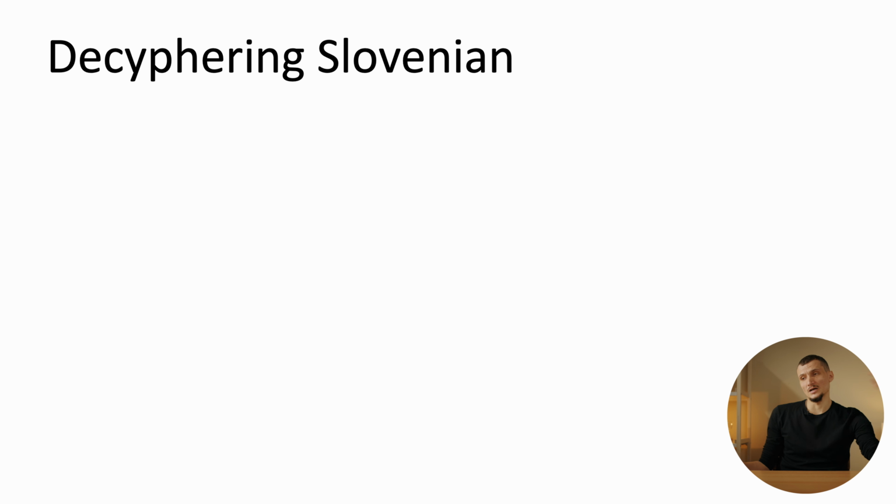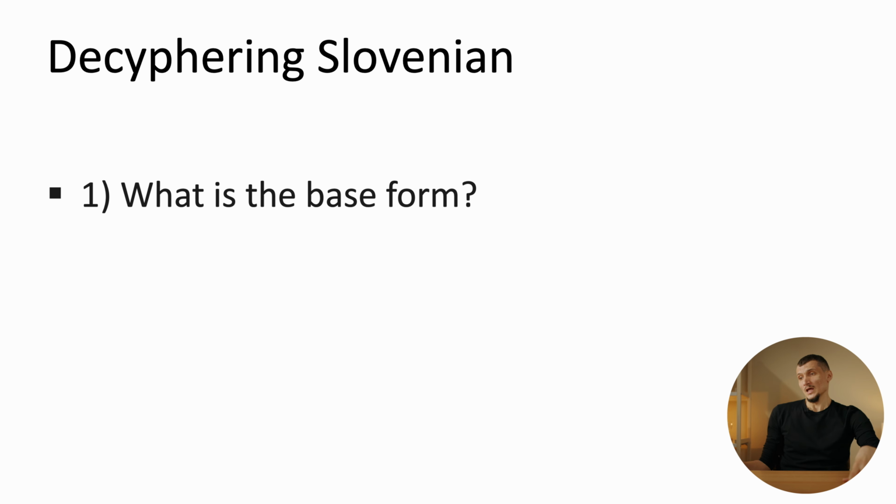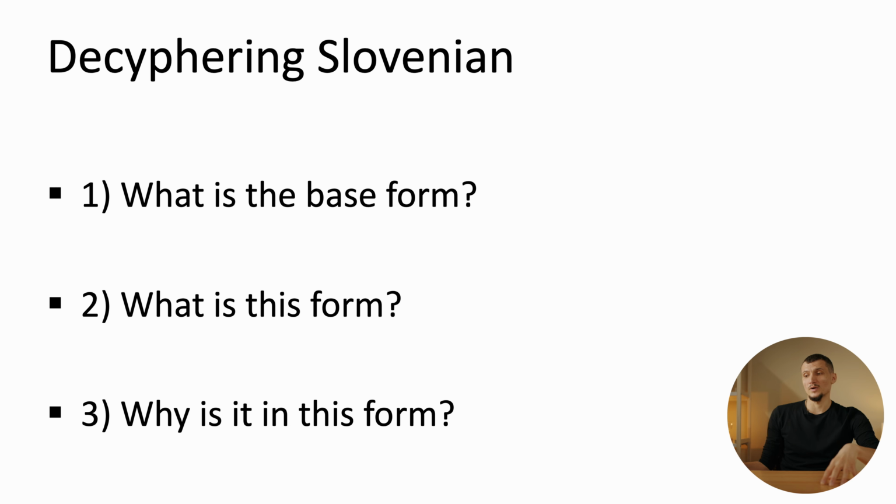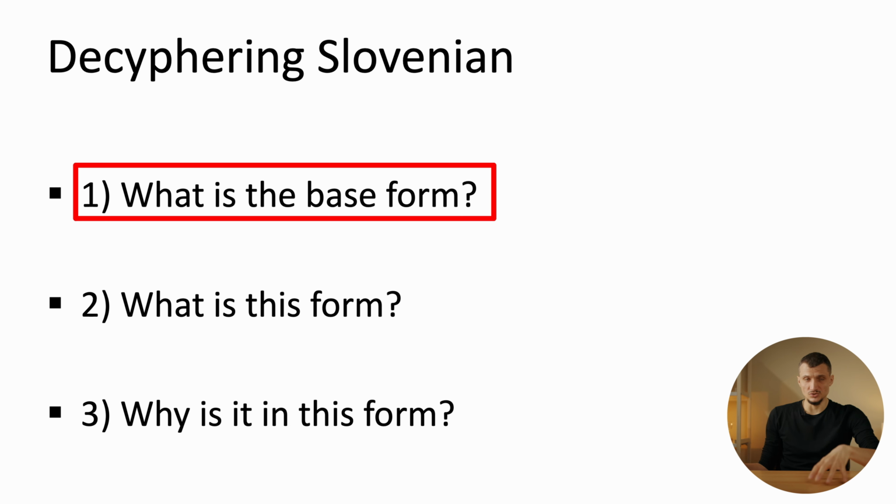And so if we go back to our three important questions when trying to decipher Slovenian and make a kind of order out of chaos, then we have what is the base form of a particular word we're dealing with, and then what is this form that I'm looking at right now, and why is it in this form. And next time we will try answering this question. So we'll move from theory to practice and try showing how we can actually find out the base form of a particular word we come across.